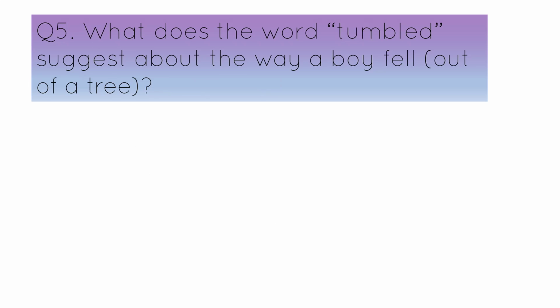Question 5. What does the word tumbled suggest about the way a boy fell out of a tree? Now, we're moving totally away from the teacher now. This is a different example, so we don't have much context. A boy up a tree, he's tumbling, he's falling out of a tree, and we focus on the word tumble.